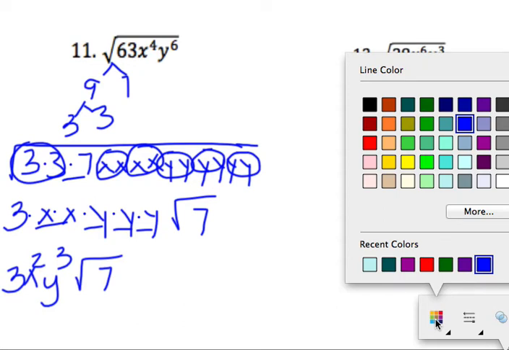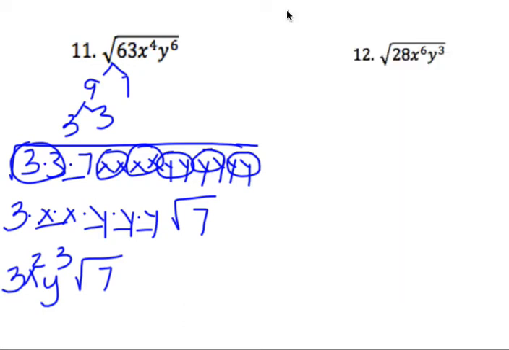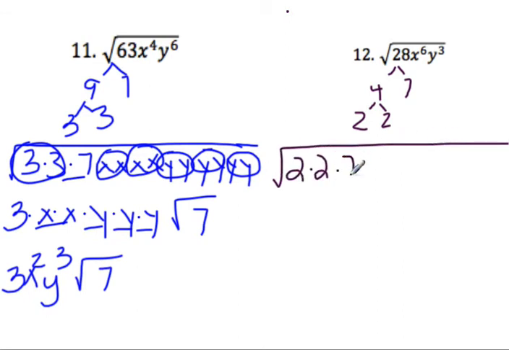Next, let's take a look at number 12. So we need to break down 28. So I'm going to break that down to 4 and 7, and 4 can be broken down to 2 and 2. So now that I have all of my numbers written out, I'm going to write those underneath my radicals, and then I'm going to start counting my letters. So I have 1, 2, 3, 4, 5, 6 X's and 1, 2, 3 Y's.